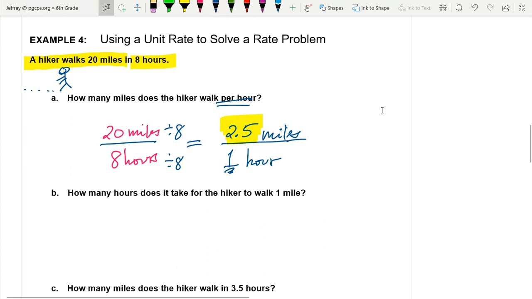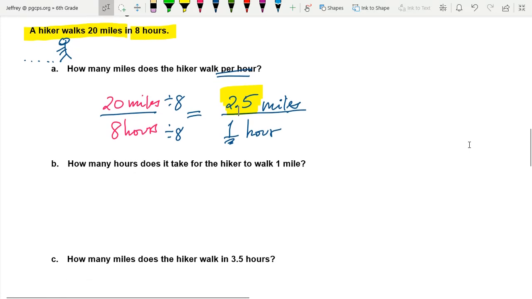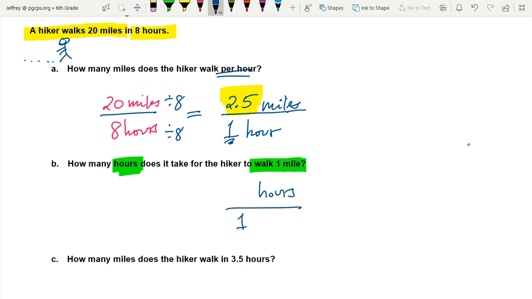Now, let's do part B. Part B says, how many hours, so hours is mentioned first, does it take for the hiker to walk 1 mile? So what we're looking for would be the number of hours in 1 mile. Order matters. Always remember that. So hours is at the top, miles is at the bottom.